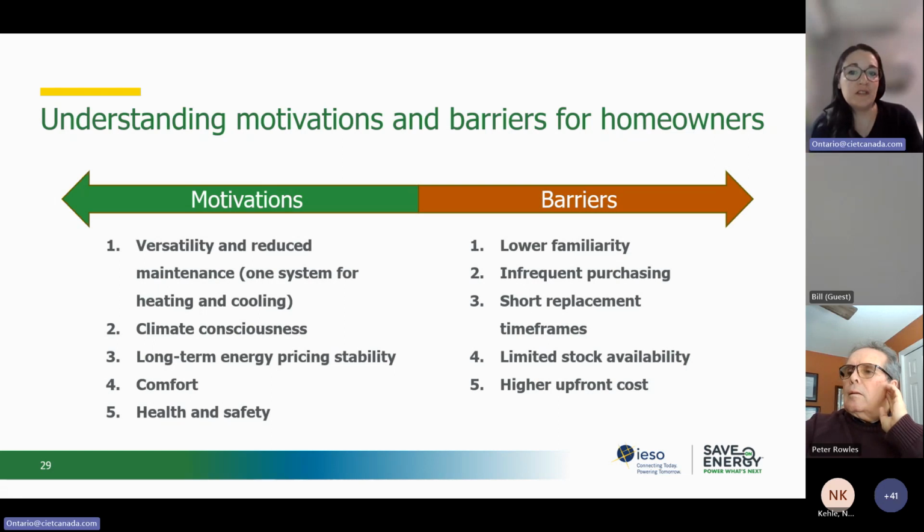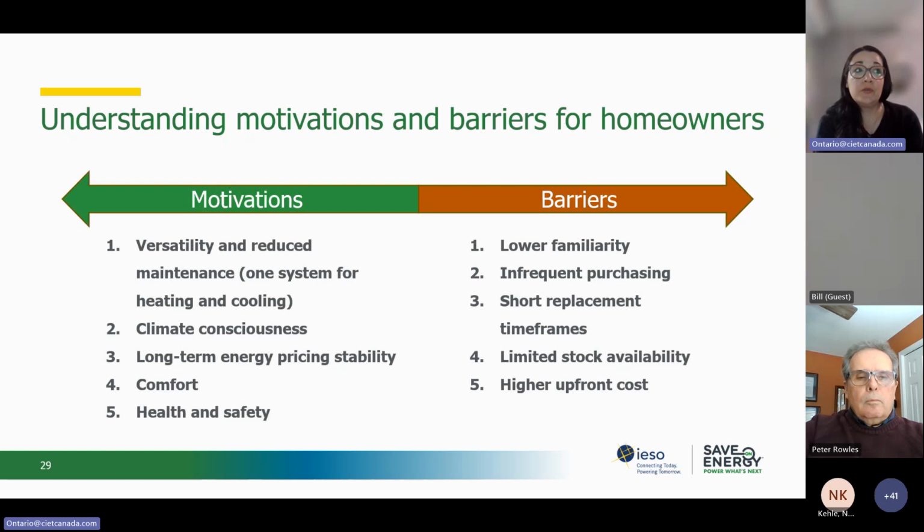There are some common motivations and barriers on the homeowner side that some of you may have experienced or encountered so far. Some of the motivations include more versatility and reduced system maintenance. So they have one system for heating and cooling rather than two separate systems. Obviously, climate consciousness is a big factor driving homeowners toward heat pumps. Others are looking for long-term energy pricing stability, as we've seen carbon taxes impact the price of fossil fuels.